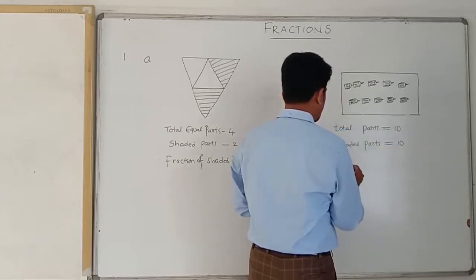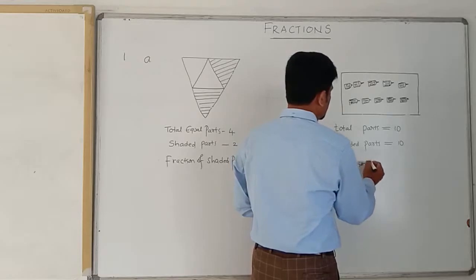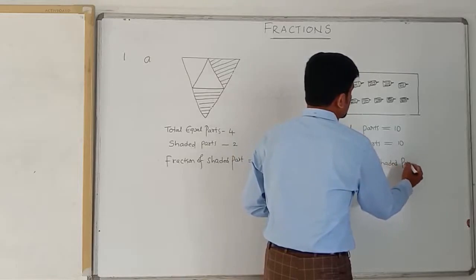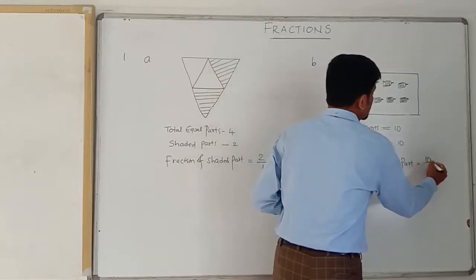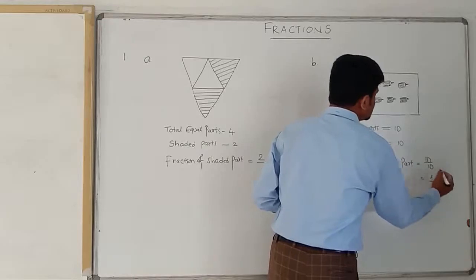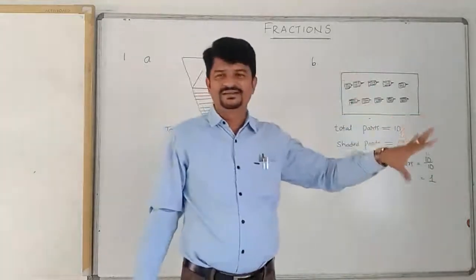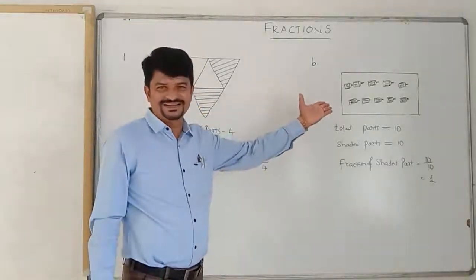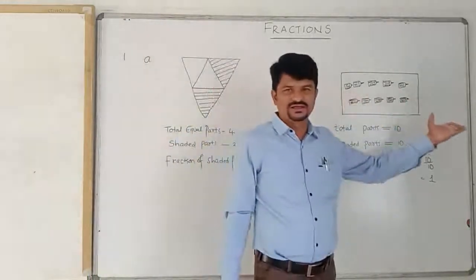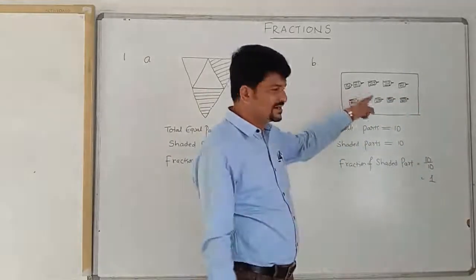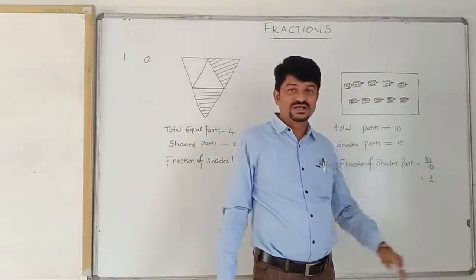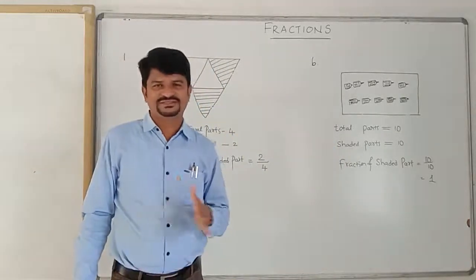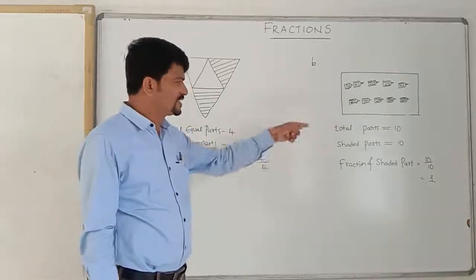Therefore, the fraction means that the entire part, all the objects, were shaded. Here actually 10 objects were given, and all 10 objects were shaded. That is a complete fraction. So whenever the denominator and numerator are equal, it becomes a complete fraction. Clear, children? Now write this.